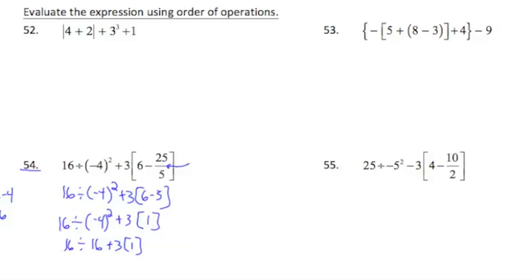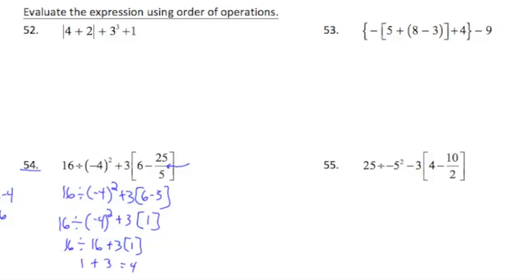Okay, so I have division and multiplication. I'll do those next. 16 divided by 16 is 1. And I'm going to add to that the result of 3 times 1, which is 3. So I'm going to get for my final answer here 4. And I ran out of room, so that's why I had to put the 4 to the right. Normally I'd put that directly below.